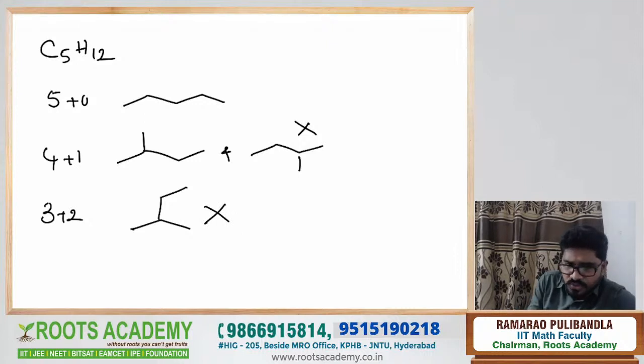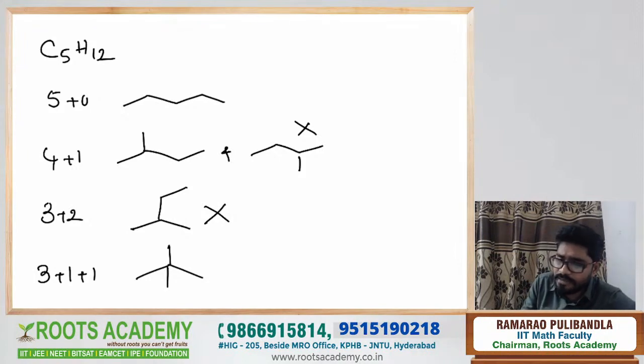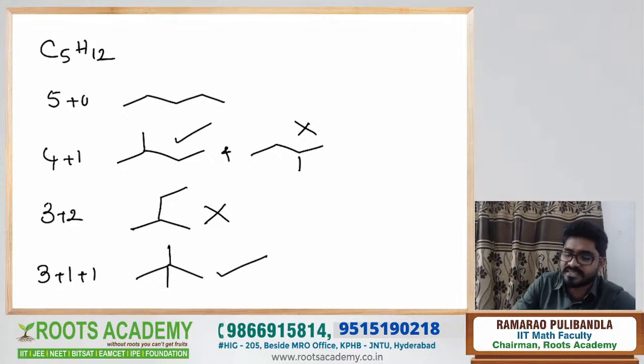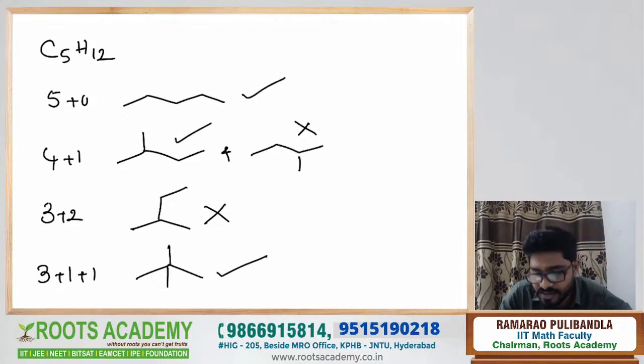Next, I'm further classifying that 2, 3 plus 1 plus 1. Here I'm keeping 1, here I'm keeping 1. Now, what is the name? 2,2-dimethyl propane. So this we can consider, this we can consider, this we can consider. Total we got 3 isomers.